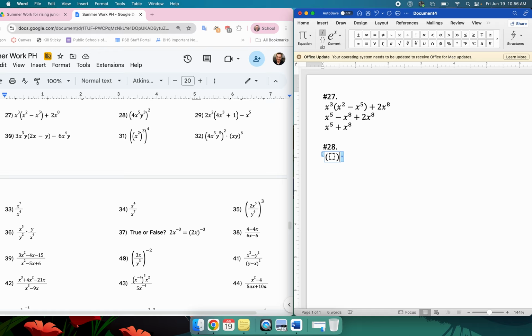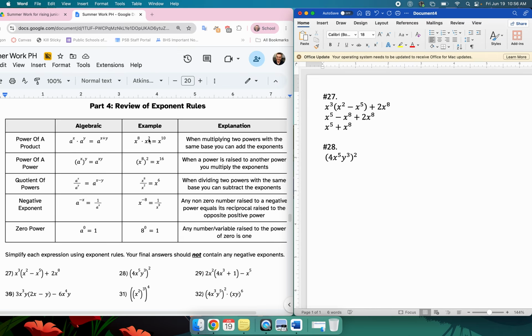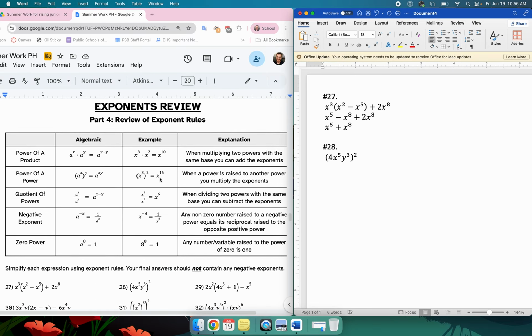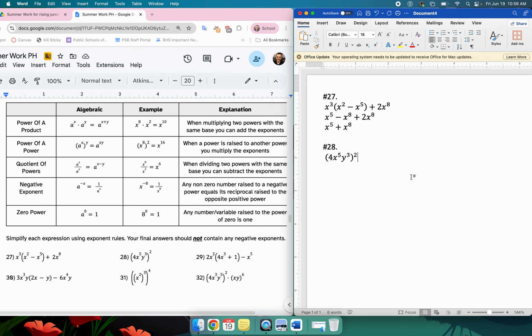28. We have the expression 4x to the 5th, y to the 3rd, all squared. You should be thinking about the appropriate exponent rule. I would argue that the rule you should have in mind says that (ab) to the c is equal to a to the c times b to the c. In other words, exponents distribute over products.